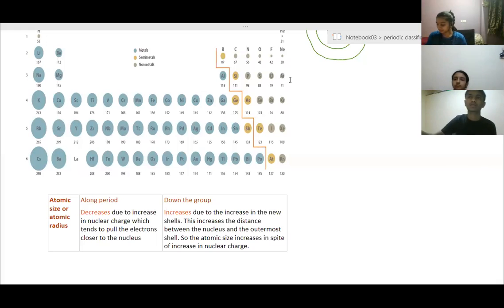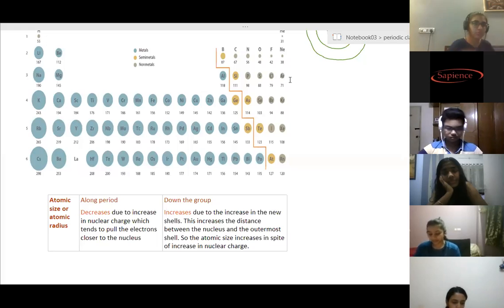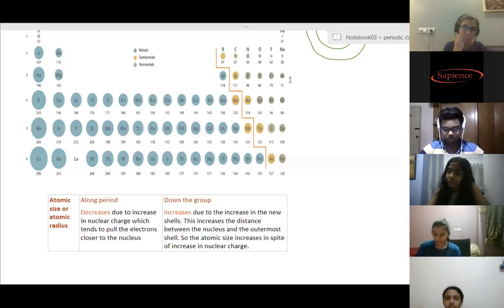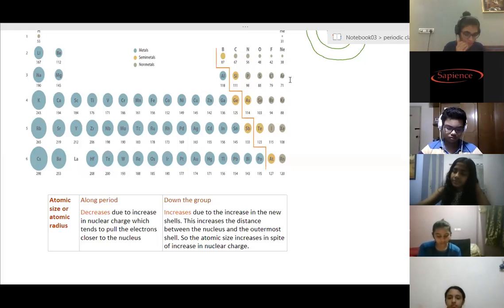So what is the trend in valency seen within a period? As we move along the period from left to right, what happens to valency? It decreases along the period. Anisha?